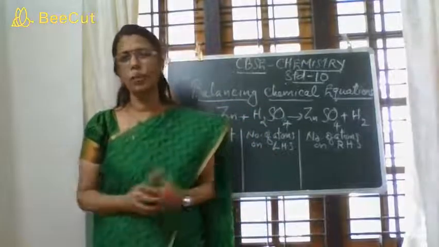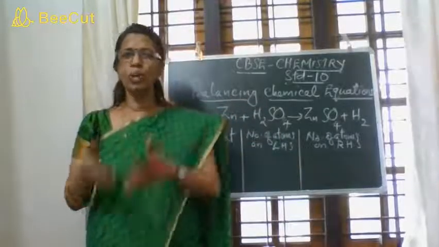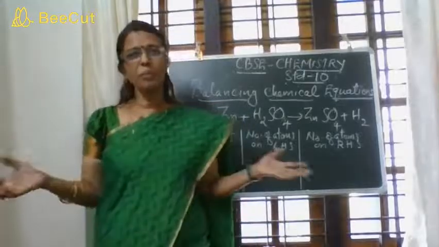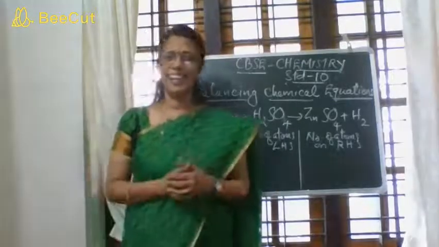When we burn coal in air, C reacts with O2 and gives CO2. That is, C plus O2 gives CO2. That is a chemical equation. So a chemical equation actually represents a chemical reaction.